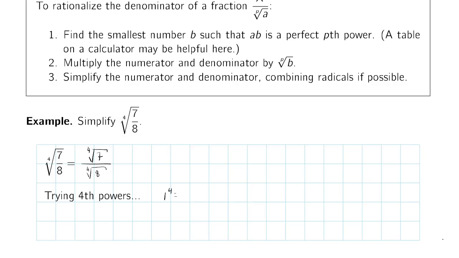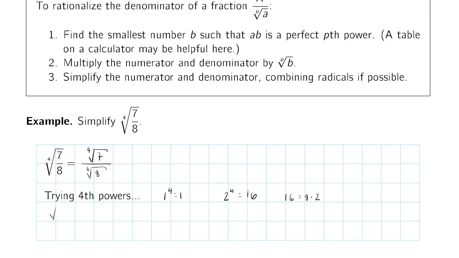1 to the fourth is 1. 8 is not a factor of 1. 2 to the fourth is 16. Oh, but 16 is 8 times 2. So I would like to be taking the fourth root of 16 in my denominator. To make that happen, I'm going to multiply my numerator and denominator both by the fourth root of 2.